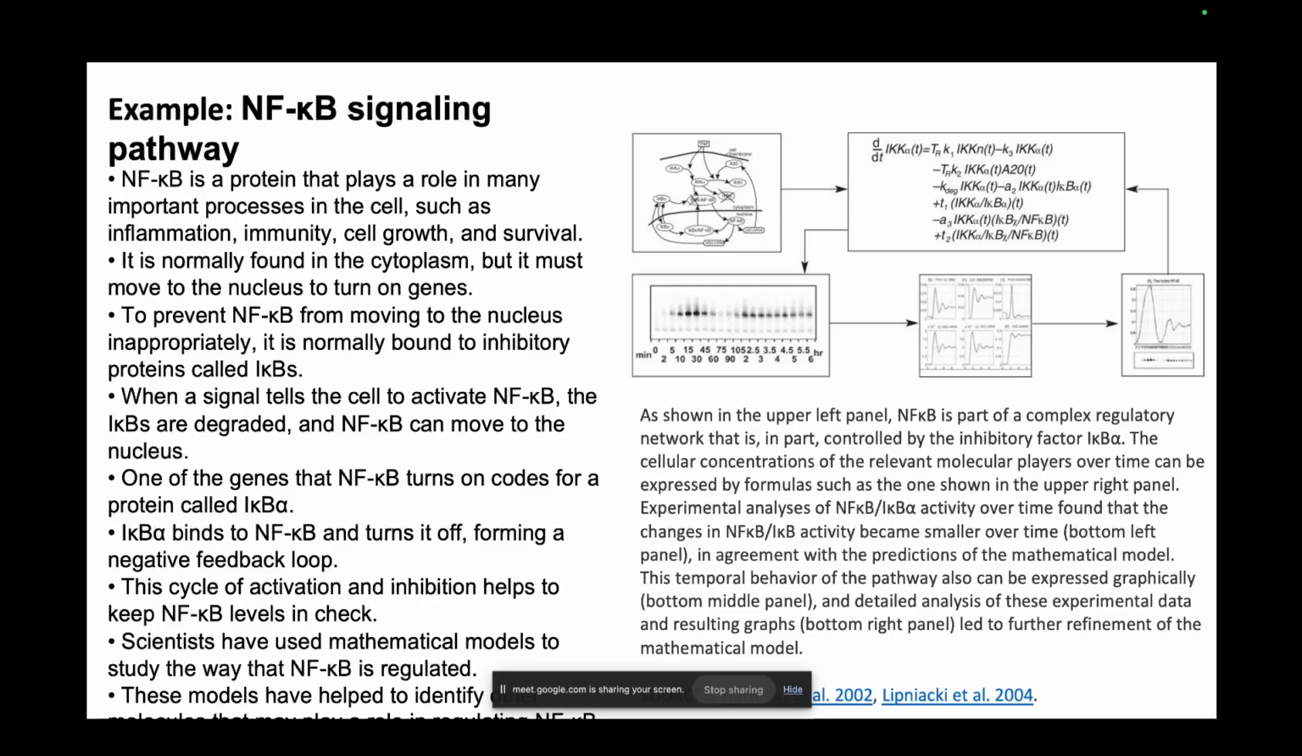NF-kappa B is actually a transcription factor. What it does is it goes inside the nucleus and binds to the DNA, and it controls or regulates the expression of other genes. This is a very commonly found transcription factor, commonly studied as well. It's a protein that plays a role in many important processes, including inflammation, immunity, cell growth. NF-kappa B, by the way, is the transcription factor that gets activated when you have fever. So it's a very widely used transcription factor.